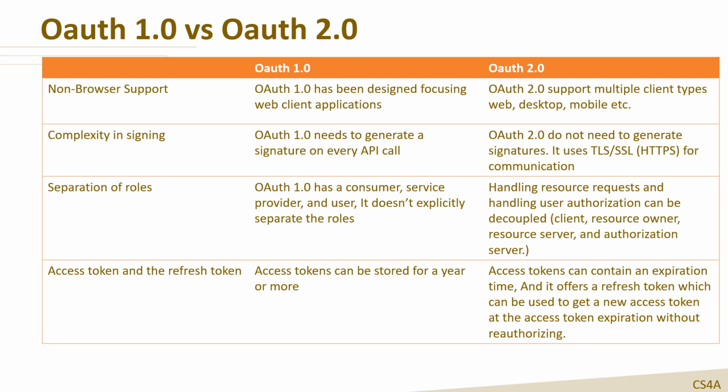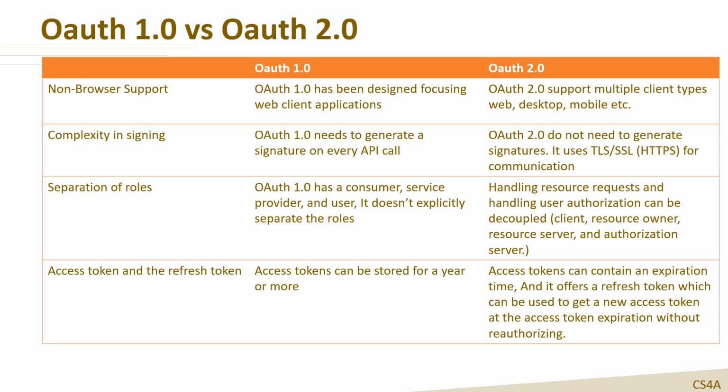Here we'll see the difference between OAuth 1 and OAuth 2. OAuth 1 only supports web client applications. It won't support mobile or native applications. OAuth 2 supports multiple client types like web, desktop, and mobile applications.